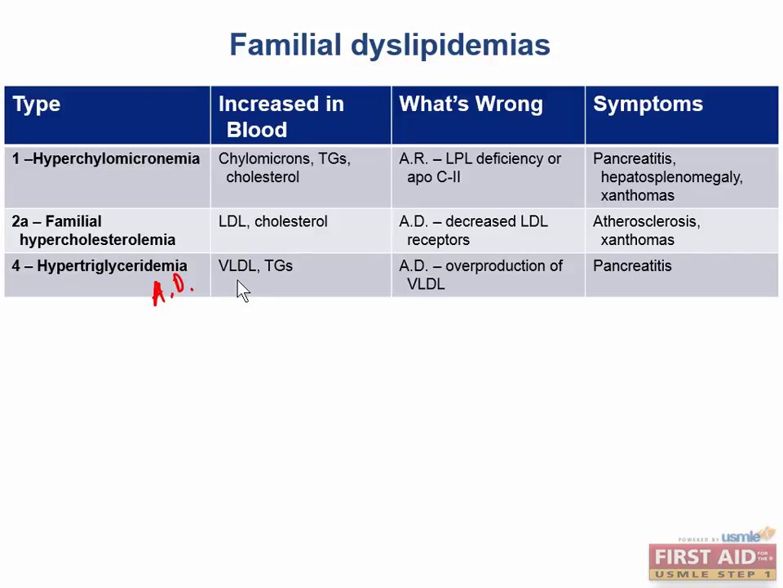Do you remember what the VLDL molecules are primarily made of? VLDL contains mostly triglycerides, so you'll see an increased triglyceride level on a lipid profile. This most notably causes acute episodes of pancreatitis. So that's all for the hyperlipoproteinemias.